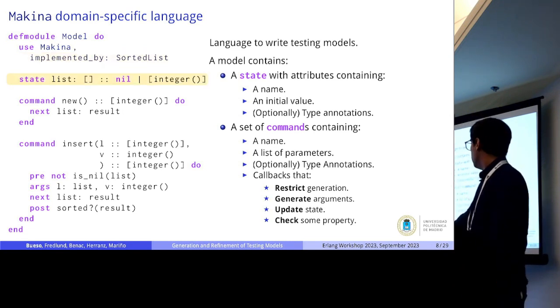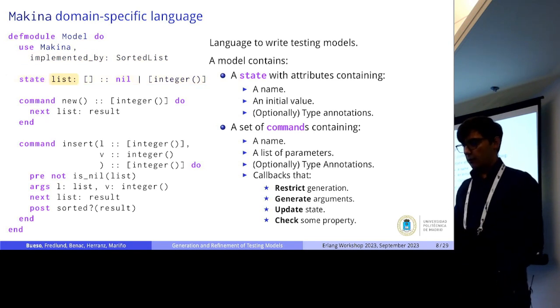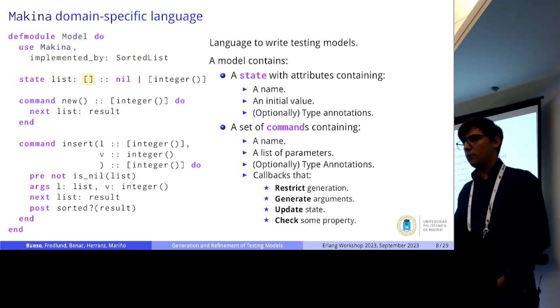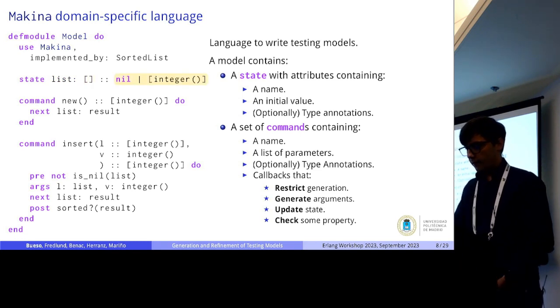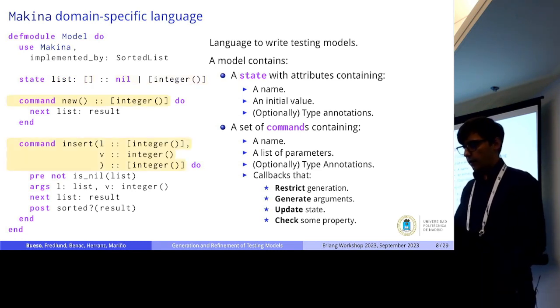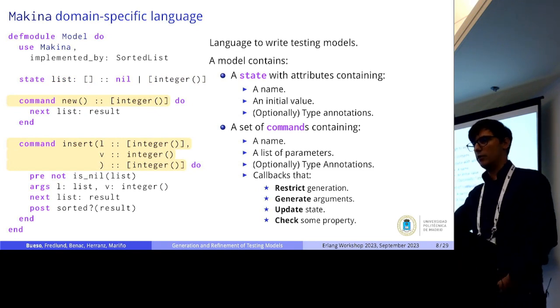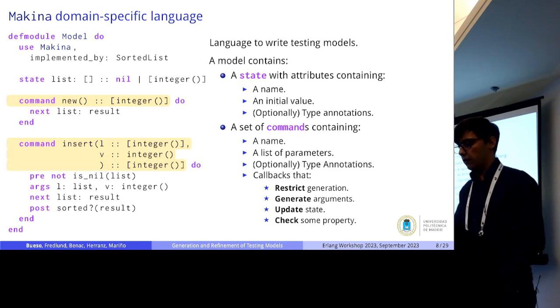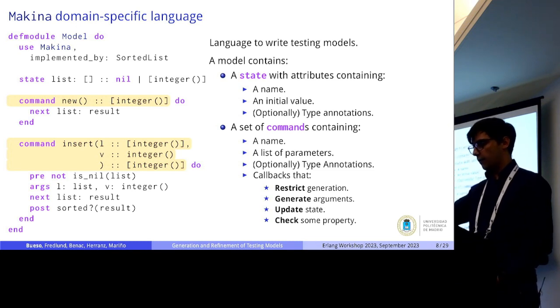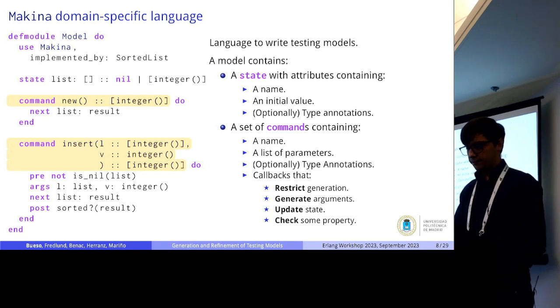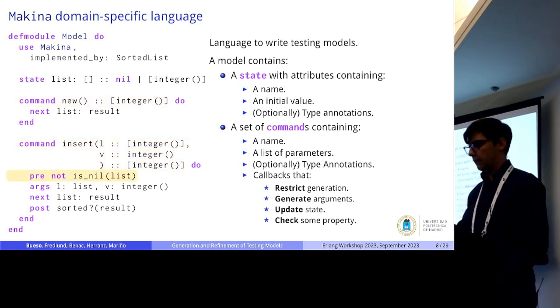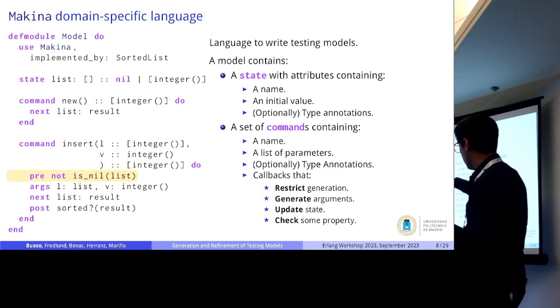This is the state definition, which has an attribute list with an initial value and some type. And it has also two commands, the command that is going to call our new function that creates new lists, and insert. And basically here we have these callbacks.